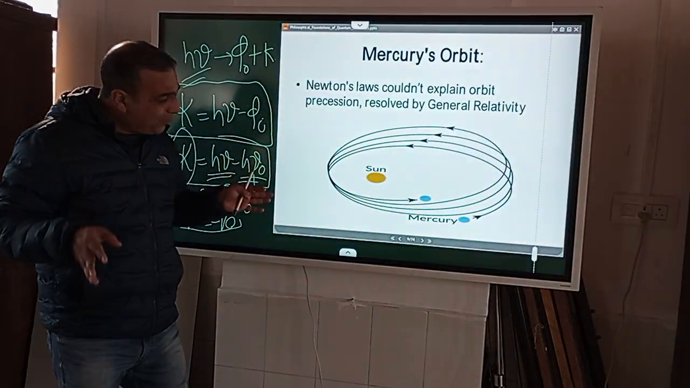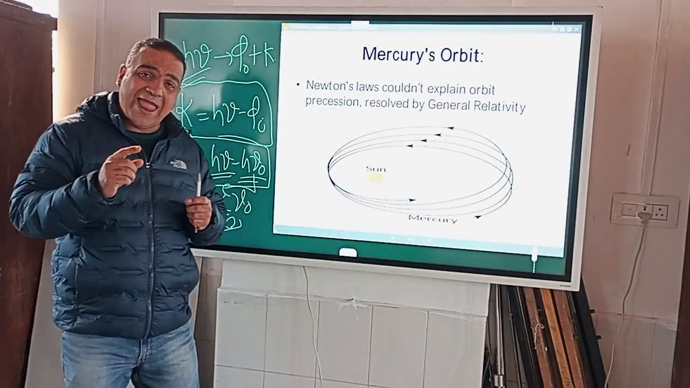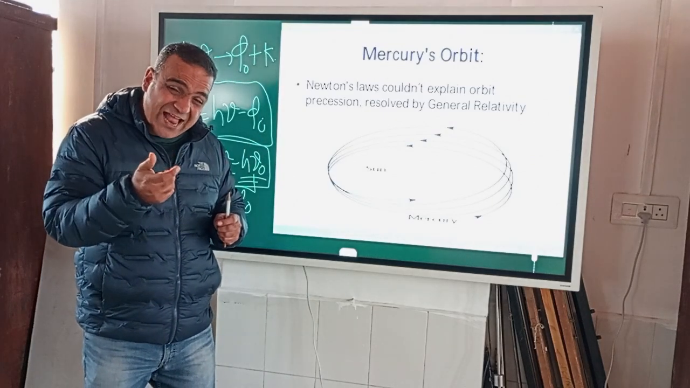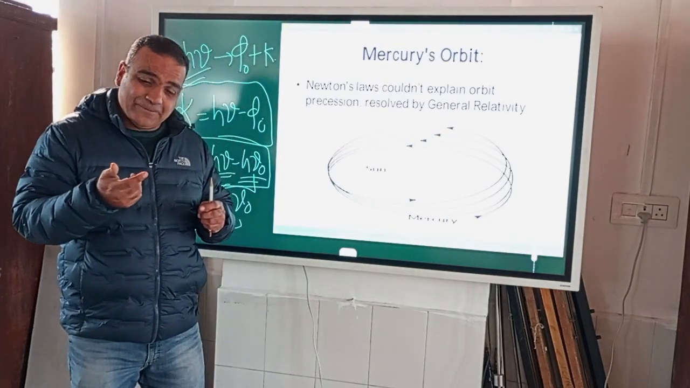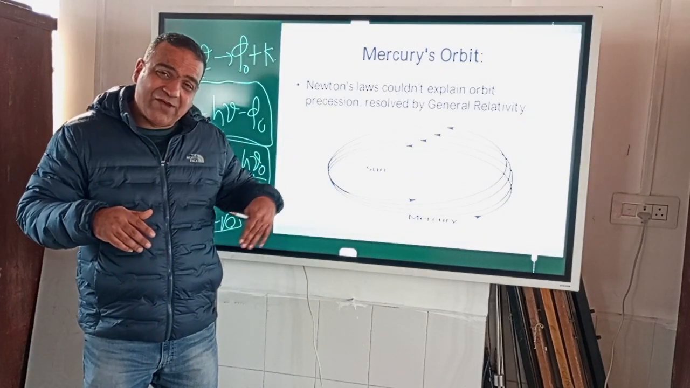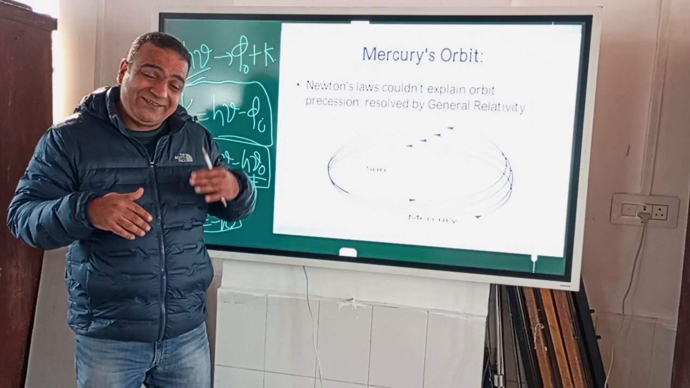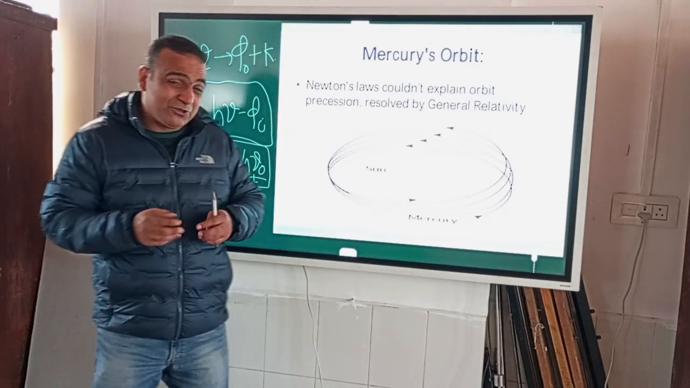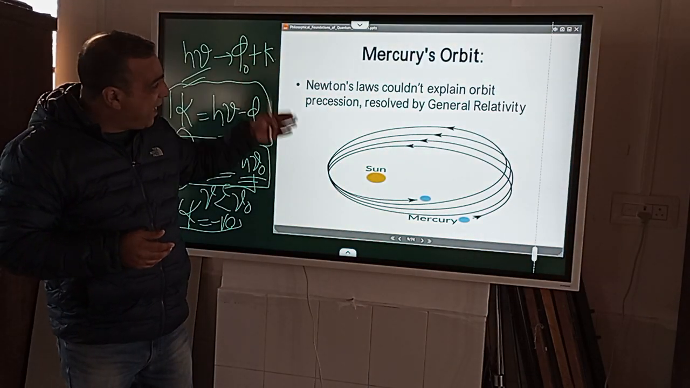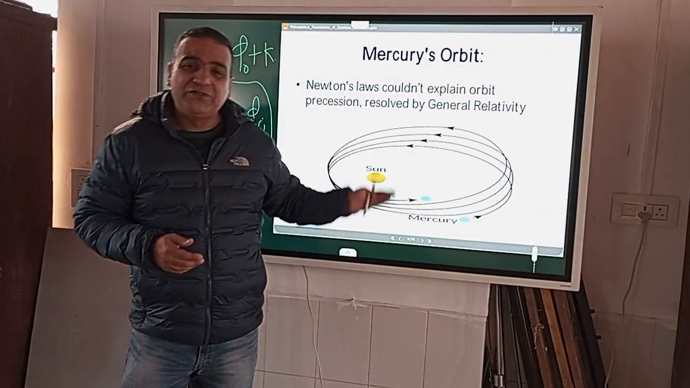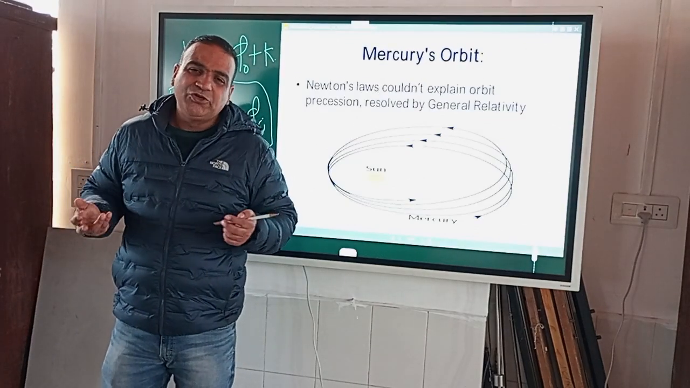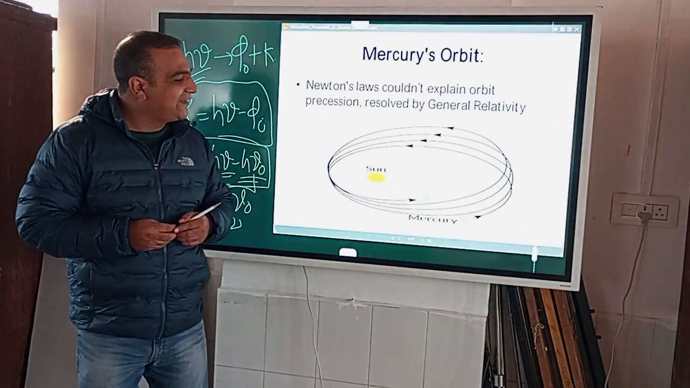And what is more important here is that Mercury rotates only three times on its axis while making two complete rotations around the sun. So the dynamics of Mercury seem to be more complicated, and it cannot be accounted for by Newton's laws. Newton's laws could not explain the motion of Mercury around the sun.